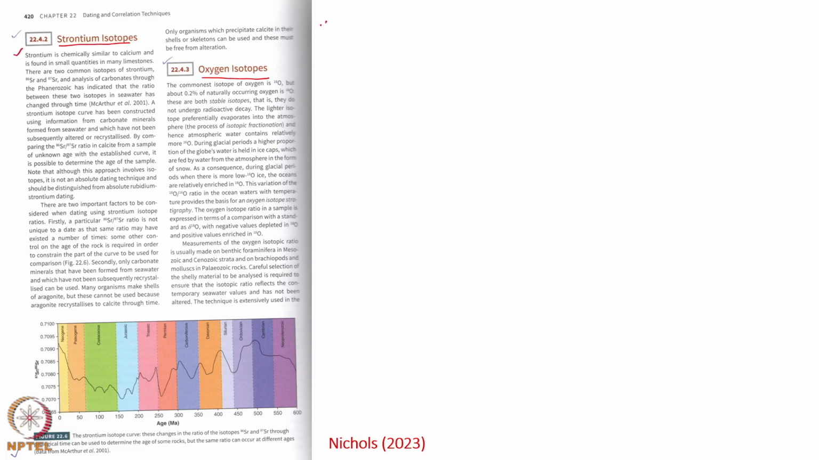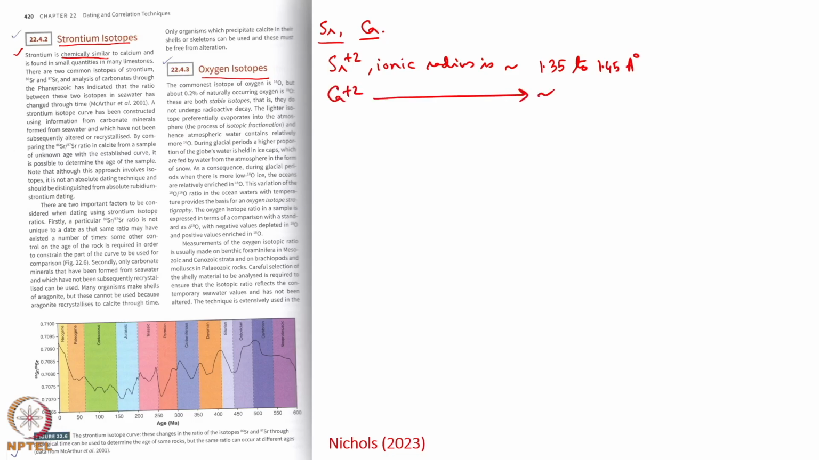Strontium is chemically similar to calcium. However, when we say that they are chemically similar, it does not mean that the ionic radius of Sr2+ and that of Ca2+ are exactly the same. In case of Sr2+, the ionic radius is approximately 1.35 to 1.45 angstrom, whereas for Ca2+ the ionic radius is around 1.32 to 1.37 angstrom.